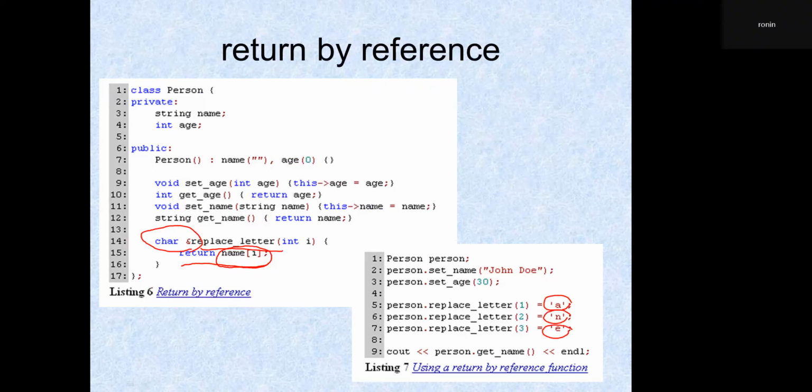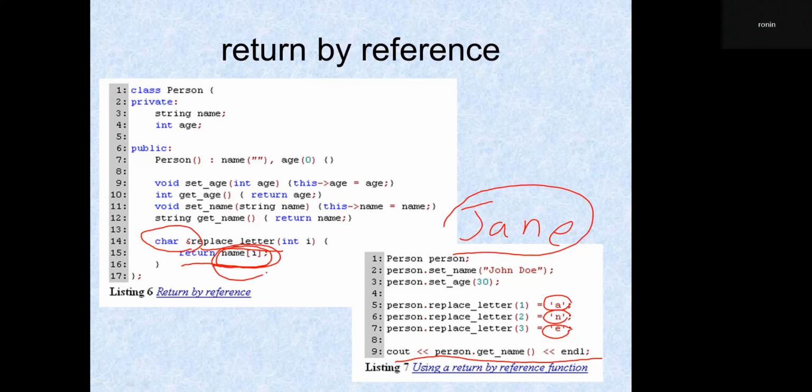Then you get the name, person get name. The name should be J-A-N-E, because this is a reference. You have changed the original value.